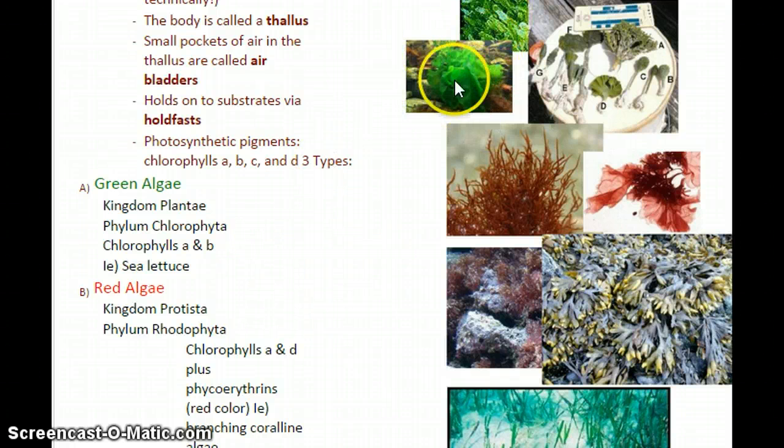So green algae looks kind of green, but don't be fooled, because these different categories of algae might be color designated, green, red, and we're going to see brown, but that doesn't mean that the algae always appears green, red, or brown in those categories. So it can be a little confusing.